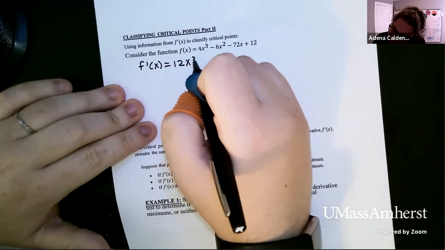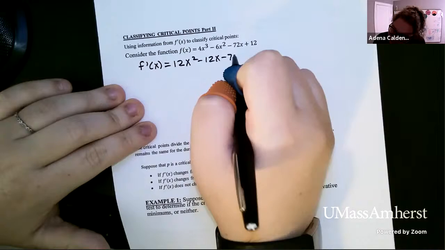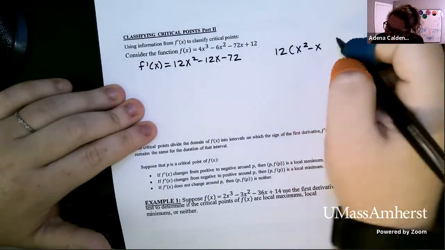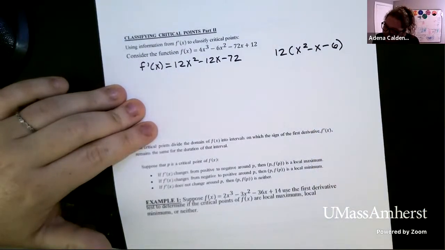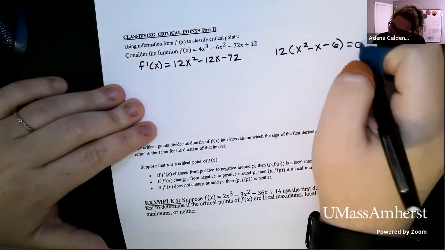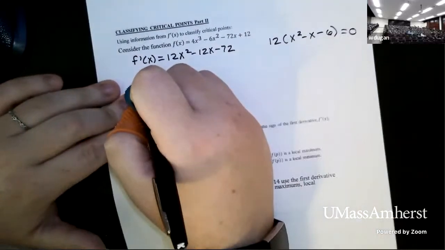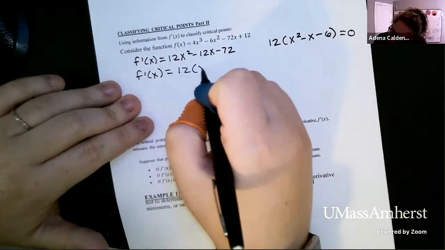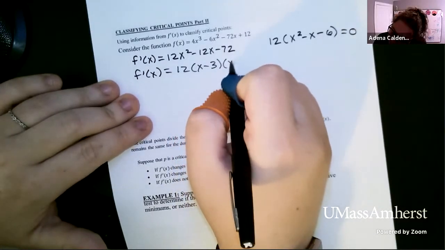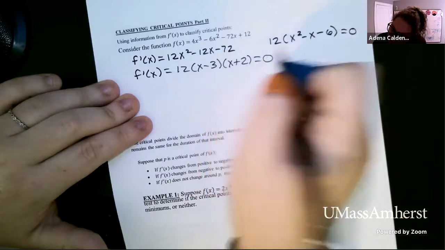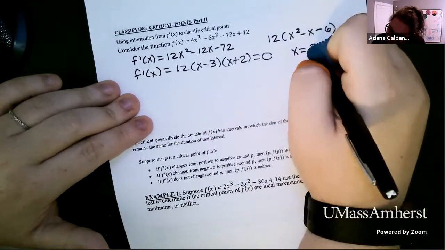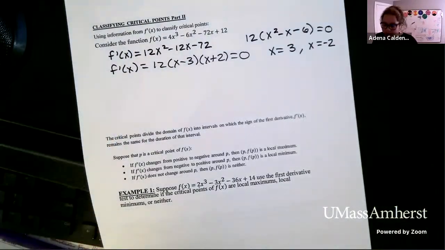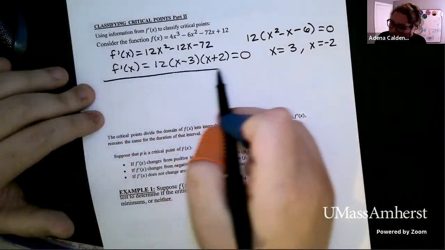So we had 12x squared minus 12x minus 72. We factored out the 12. We had x squared minus x minus 6. We wanted to know, when does that equal 0? And so we have 12 times (x minus 3)(x plus 2) equals 0. So our critical points are x equals 3 and x equals -2. Okay, so that's our first step. We need to get our critical points.